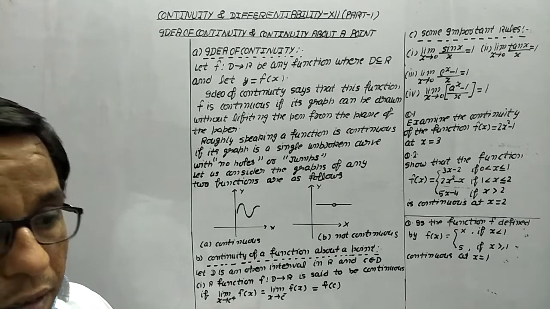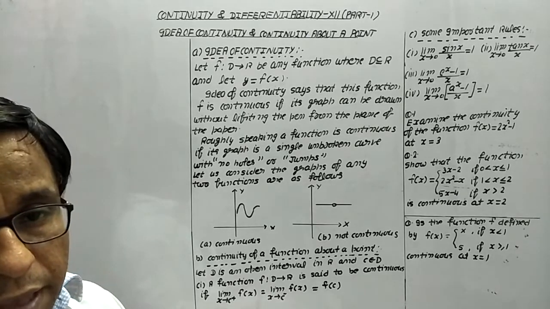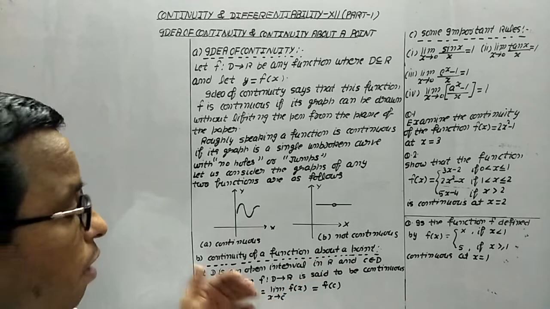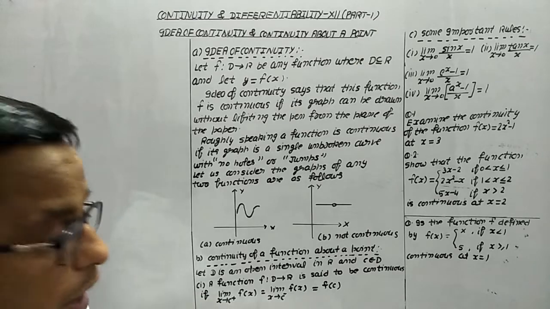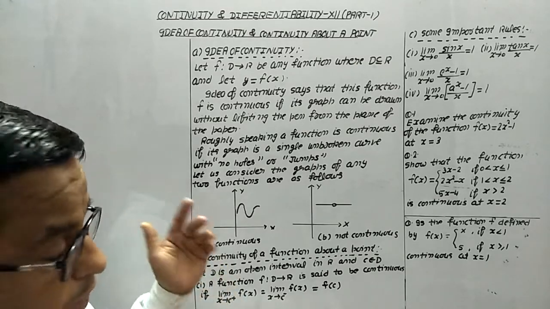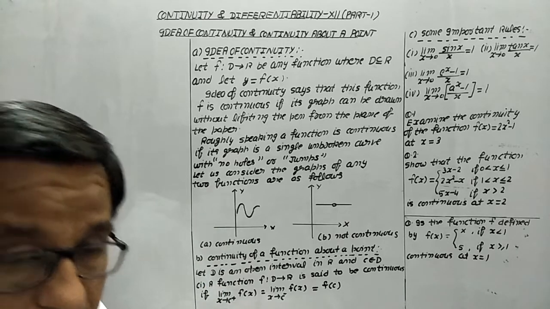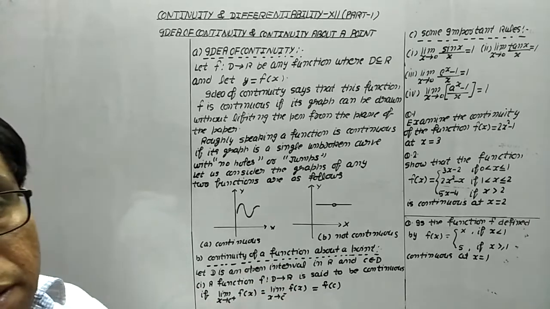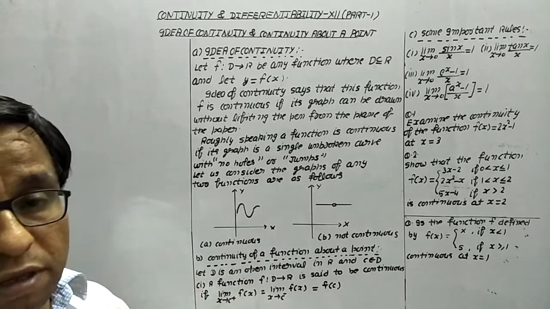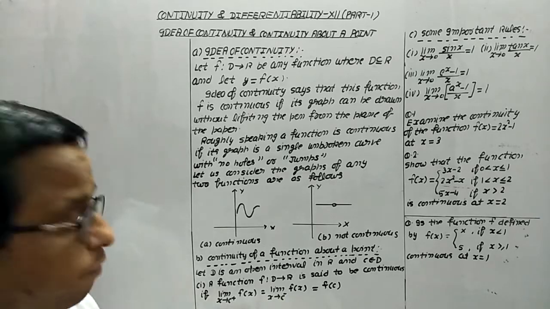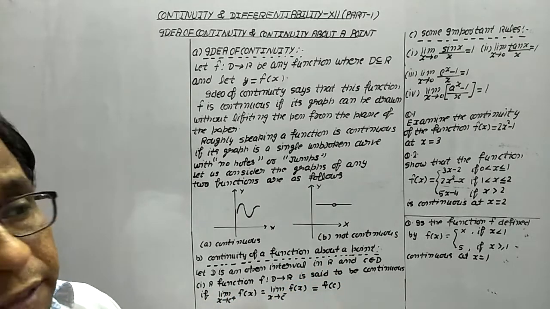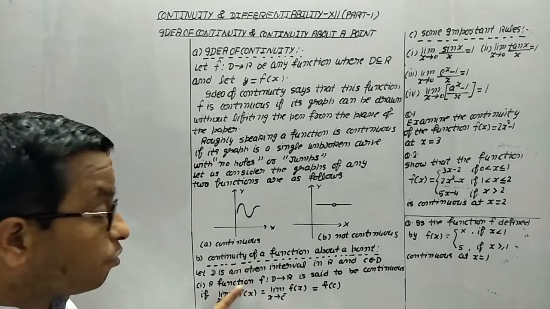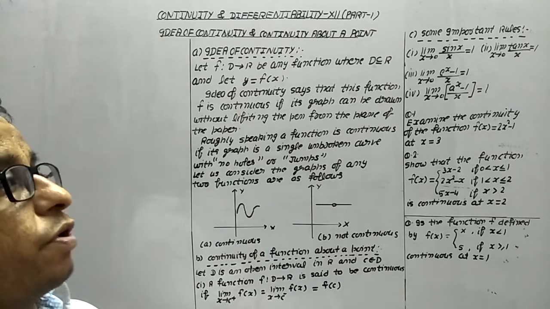Now this is the part to understand about continuity. If we do it mathematically, then we have a relation. Let us suppose c belongs to D, then we will say a function is continuous if the right hand limit of the function, that means limit x tends to c plus f(x), is equal to the left hand limit of the function, that means limit x tends to c minus f(x), is equal to f(c), the value of the function at that point. If these three terms are equal, then we will say that the function is continuous at that point. If one of them is not equal, it means the function is not continuous.